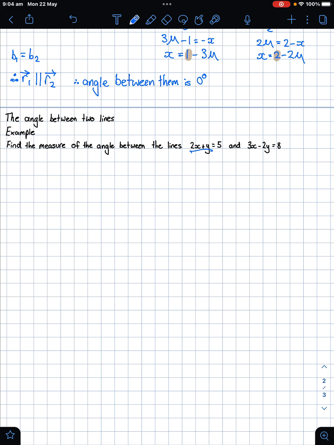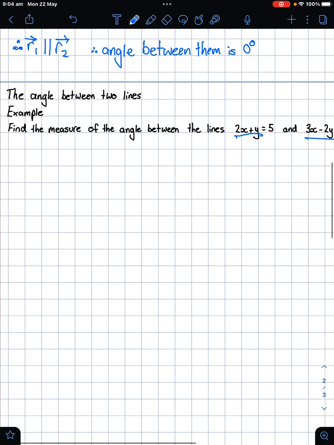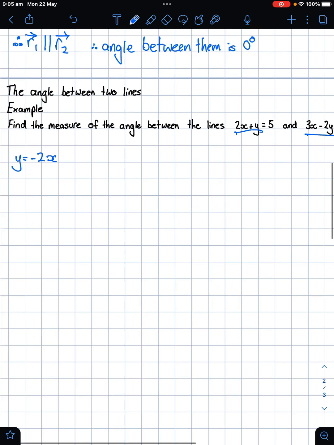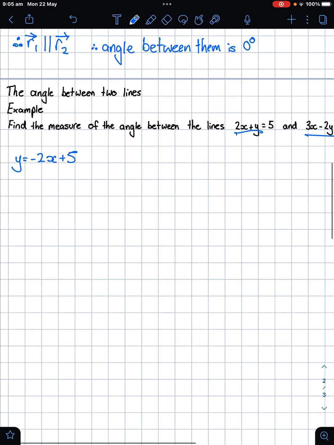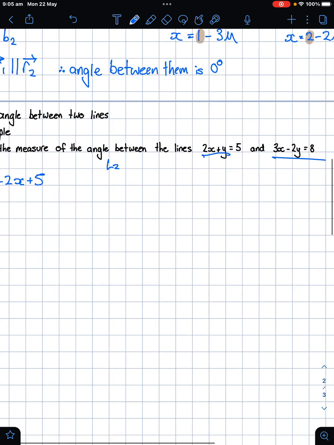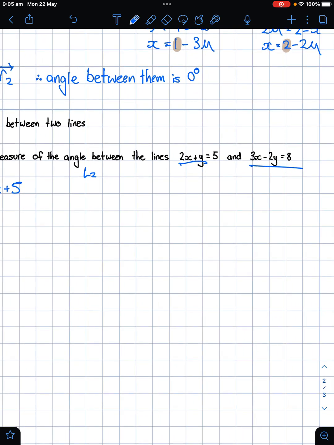Last one here, find the measure of the angle between them. This one is a problem where you get them in equations. If we rearrange these equations, one of the equations is y equals negative 2x plus 5. We'll call this line 1, and line 2 is given by 2y equals 3x minus 8. Then we divide that, y equals 3 on 2x minus 4. So I've broken them into two equations.